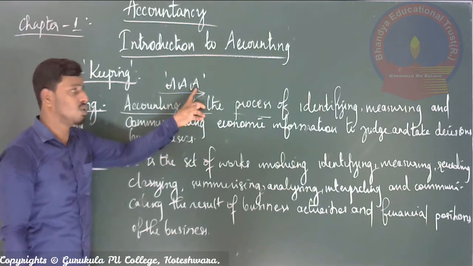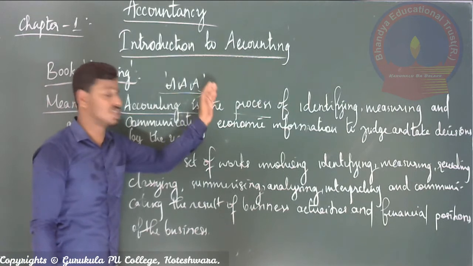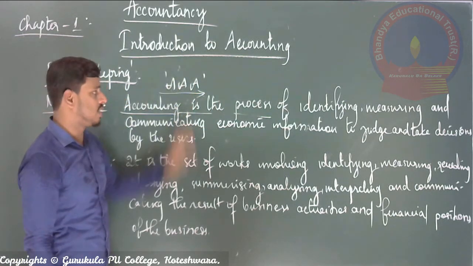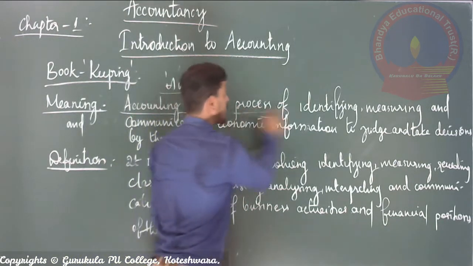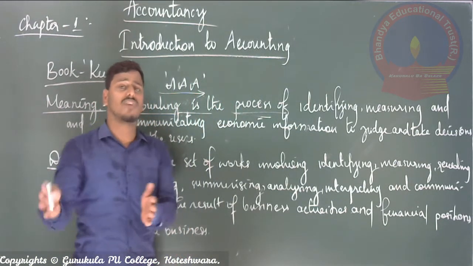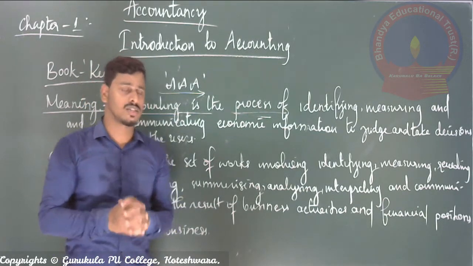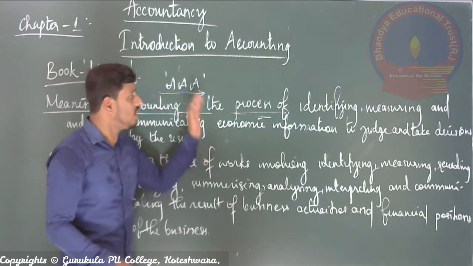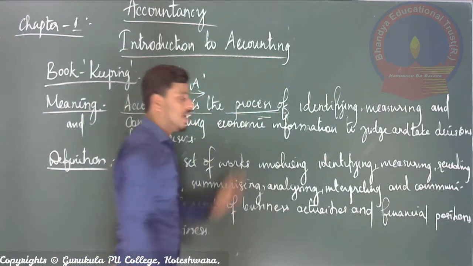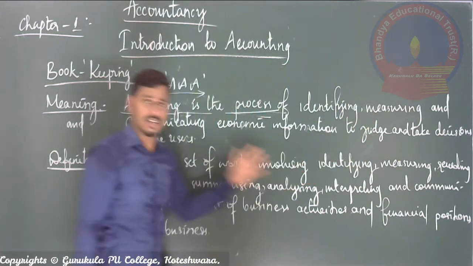So which institution has given the meaning of accounting? The American Accounting Association. They give us the definition of accounting as a process. Process means that if anything contains a series of activities or a set of activities, it is called a process. So accounting is also a set of activities, so it is called a process. It is a process of many things, correct?